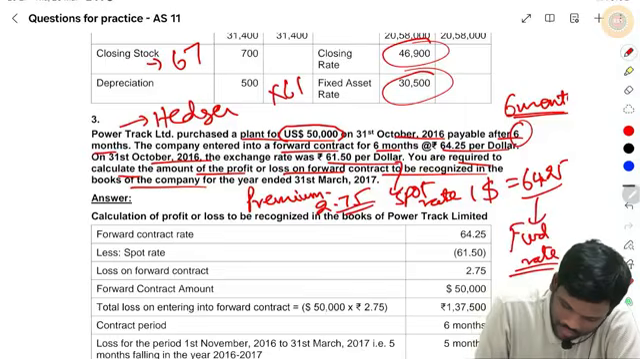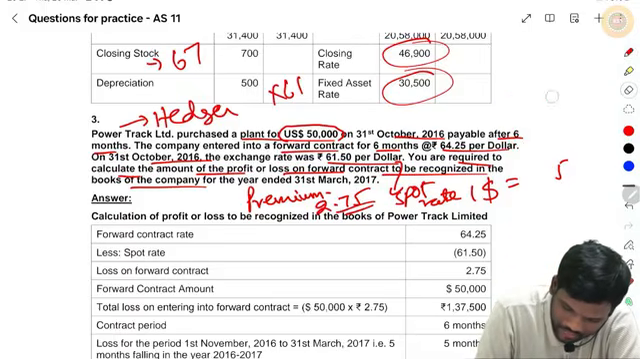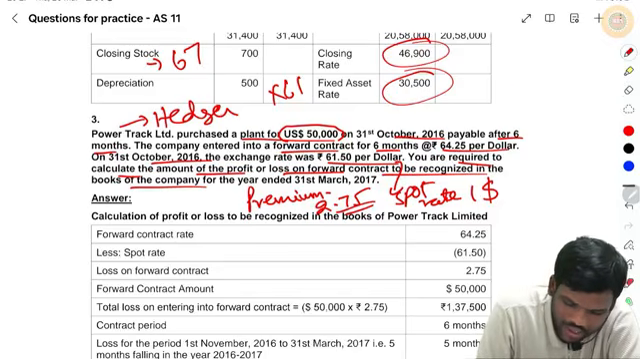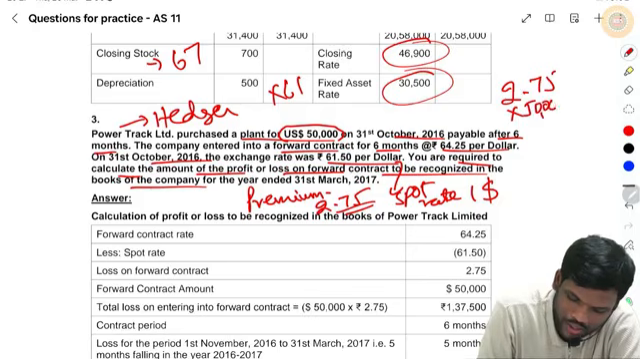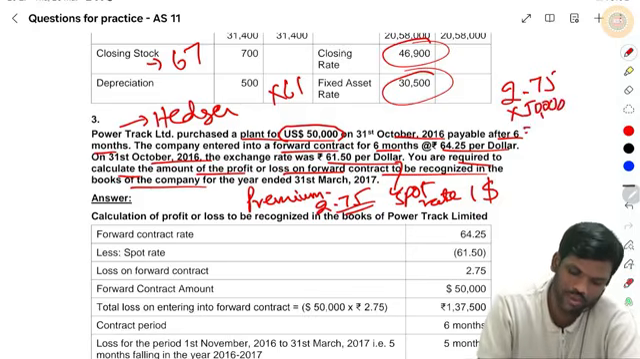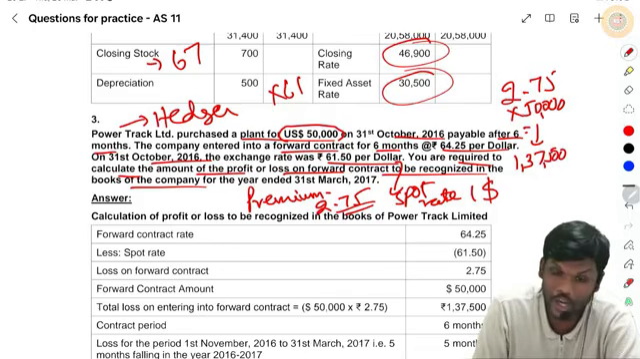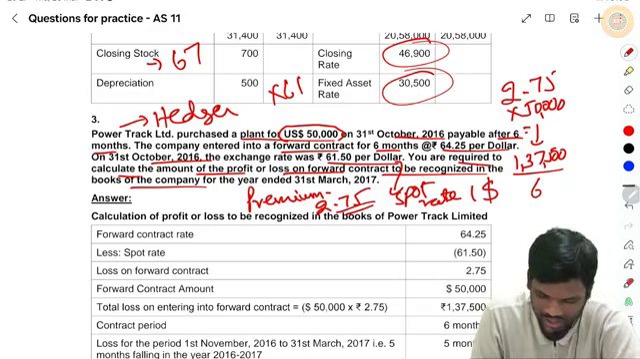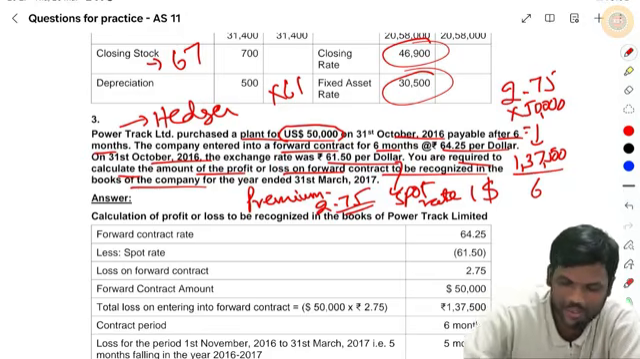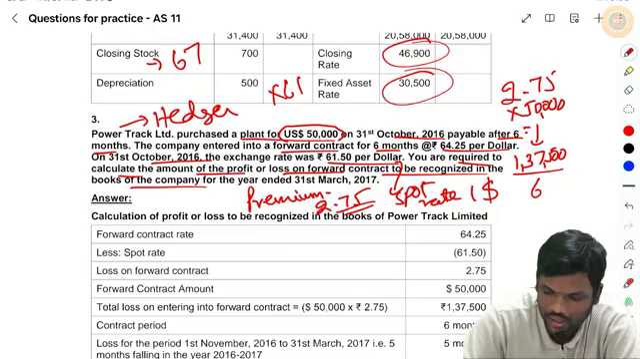Sir, how will I know how much? Per dollar it is 2.75, we calculated just now. And how many dollars? $50,000. So 2.75 into $50,000 will be 1,37,500. This will be taken to P&L, not immediately, but over a period of 6 months. So per month, 137,500 divided by 6 is 22,917.